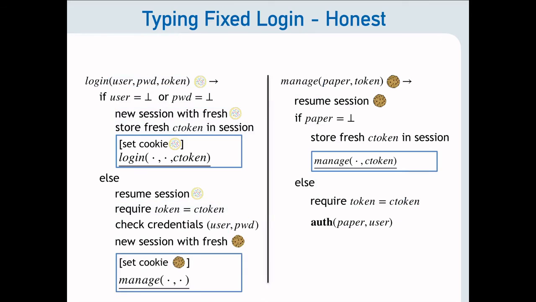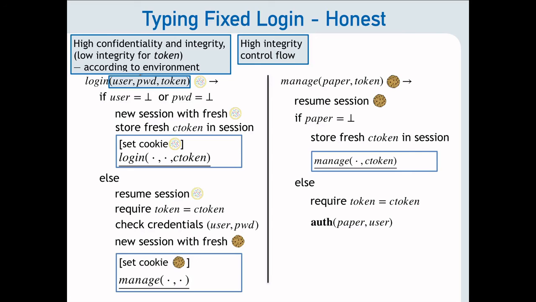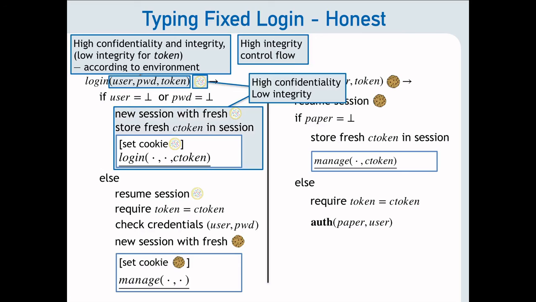Now if we look at the honest case, here we have a high integrity control flow and we have parameters that are of high confidentiality and integrity. Actually, the token is of low integrity, which is according to the environment gamma that we have. And just as in the CSRF case, we can type check this block of code with high confidentiality and low integrity. And it is fine to type check this code with low integrity, even though we have a high integrity control flow. And this is because of subtyping.